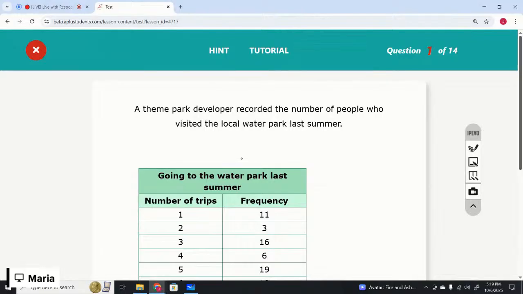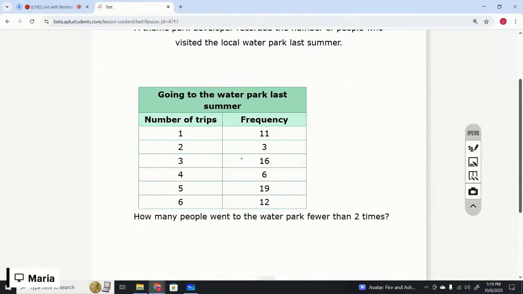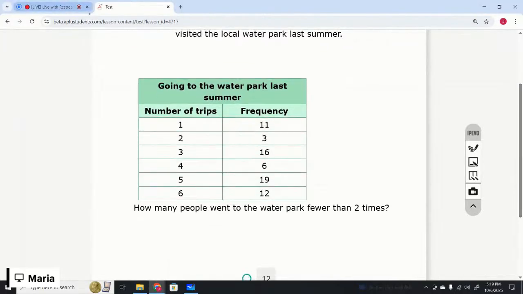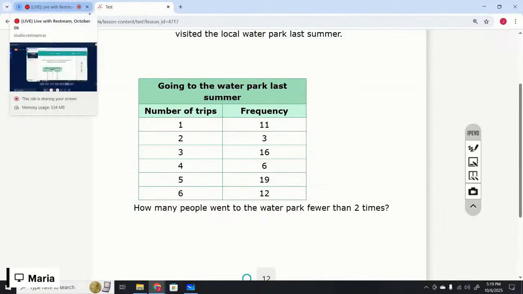A theme park developer recorded the number of people who visited the local park last Sunday. How many people went to the park fewer than two times? So, which is the correct option?